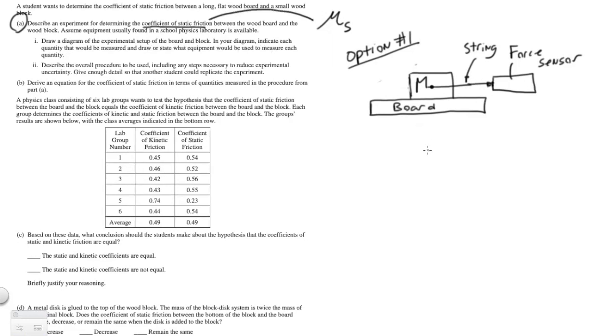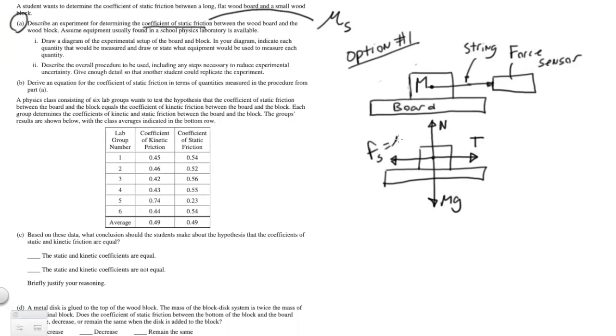So actually, I would do a second diagram because that's not a free body diagram. So here's the board again. The free body diagram would be mg down. We have normal force up. The force sensor is pulling with a string, so that's going to give us a tension. And then opposing the tension is a static force, which equals mu n.